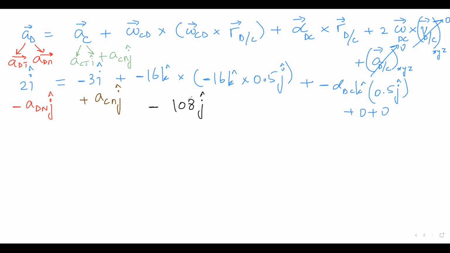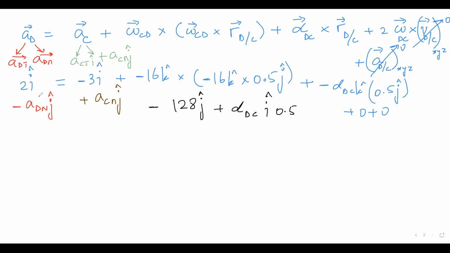16 times 8 is 128. Minus 128 J. Okay, everyone. Then we have K cross J is equal to like this. Double check. K cross J is negative. Okay, done. So I will put an equal to here. So alpha DC I. K cross J is I.